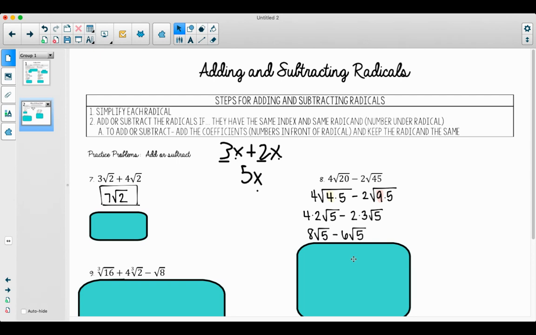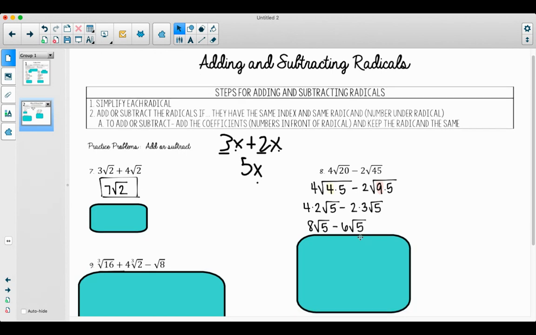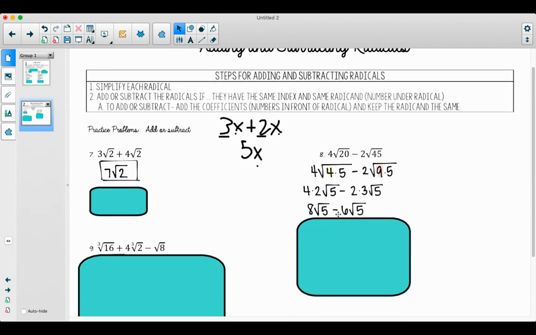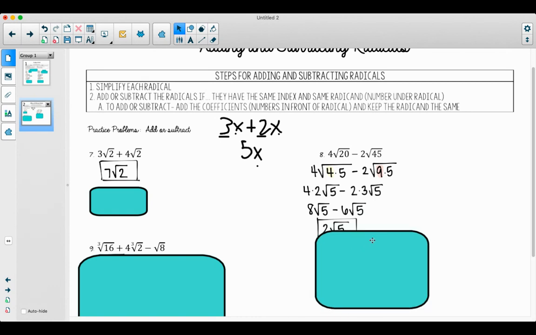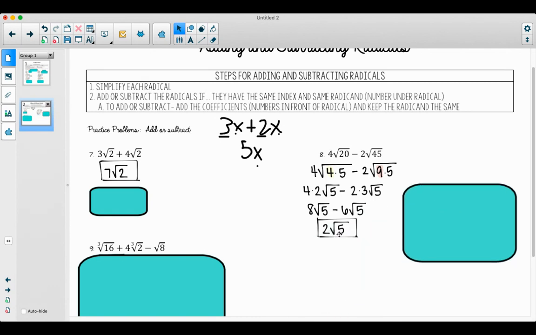Ask yourself, are both those conditions met in order for me to add or subtract them? Yes, they have the same index and the same radicand, the number underneath, both 5. So now I'm just subtracting 8 minus 6, 2, square root 5 gets carried down. I'm not making this square root 10, I'm not making it square root 25, we're keeping that exactly the same. Last one we'll look at.